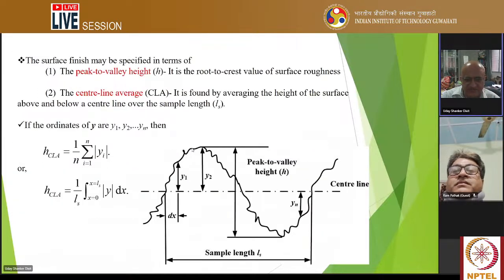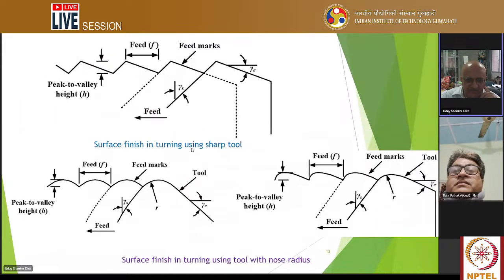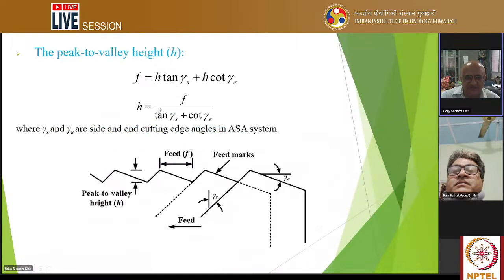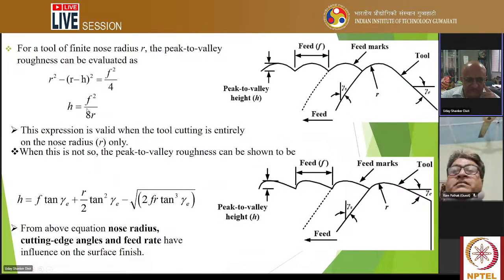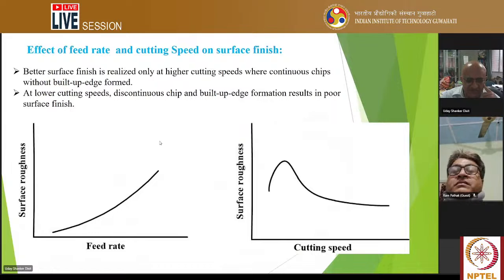Okay. So these expressions are also taught, but they are very ideal surface roughness expressions. You have H equal to f divided by tan gamma s plus cot gamma e, if there is no nose radius. If nose radius is there, then H is equal to f squared by 8r. These are ideal ones. Practically, the surface roughness will be much more. And you see that with feed, the surface roughness is always increasing. But if you take very small feed, then surface roughness can be very high also, because at that time the cutting action will not take place.